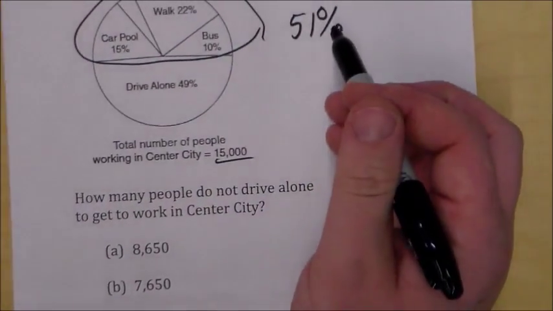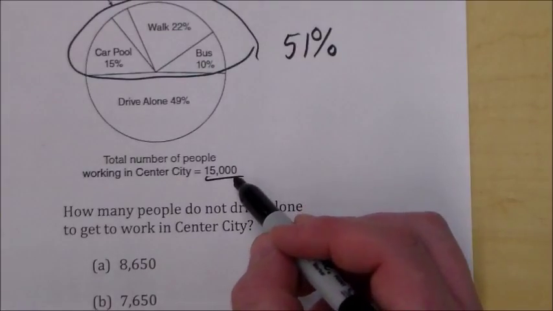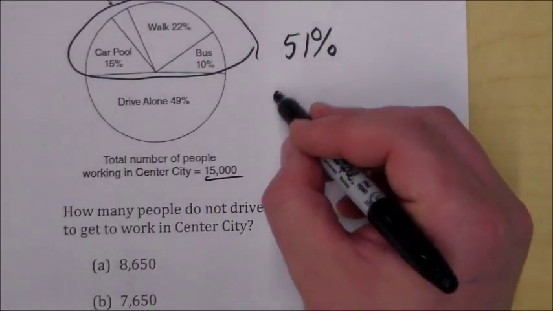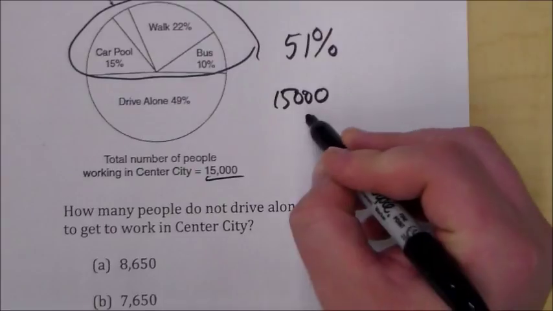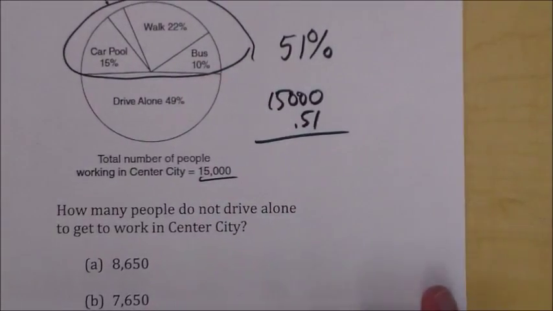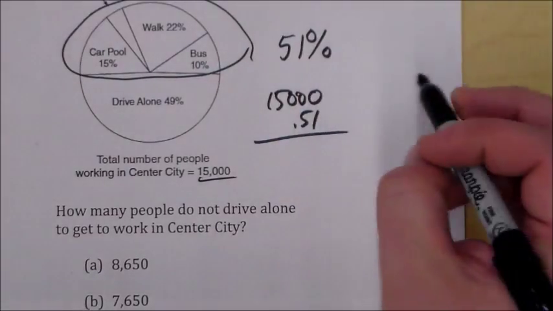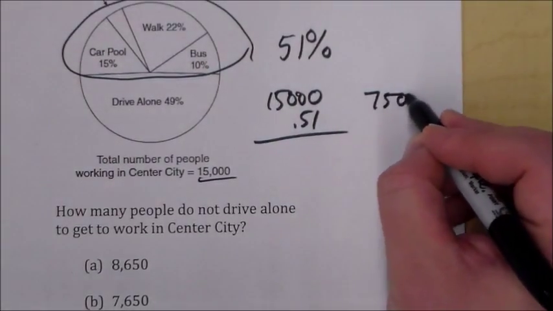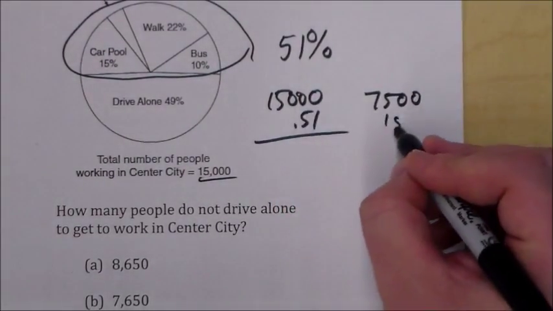And you can just say 51% of this number here, and you can do the math if you want to do, 15,000 times 0.51. That's perfectly good, and it'll get you the right answer. Or you can just say 50% of this number is going to be 7,500, and 1% of this number is going to be 150, right?